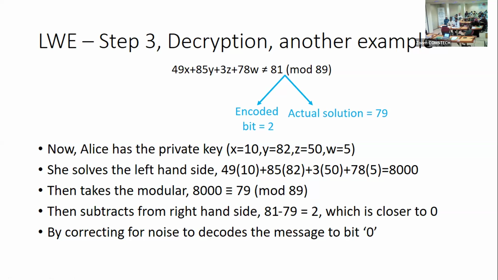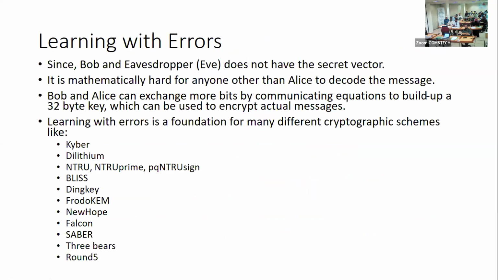Okay, and this is basically learning with errors. But this is very inefficient. I'm going to make it more efficient for communication over the internet. So this technique, called learning with errors, is being used in a lot of different cryptographic algorithms, which are Kyber, Dilithium, NTRU, NTRU Prime, pqNTRUSign, BLISS, New Hope, Falcon, Saber, Three Bears, Round5. These are some of the algorithms in which this idea is used in different ways.